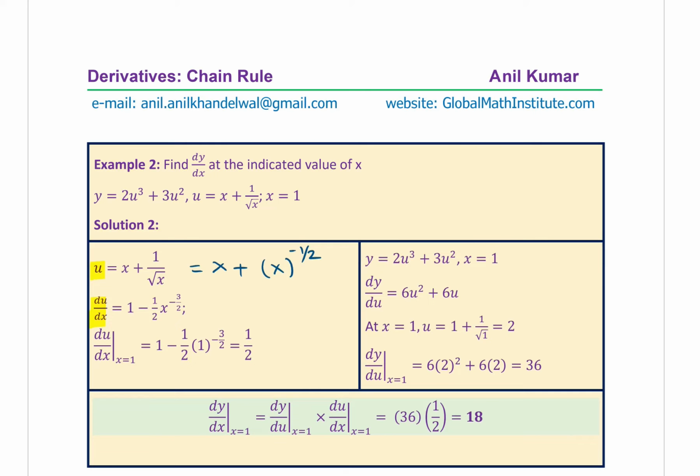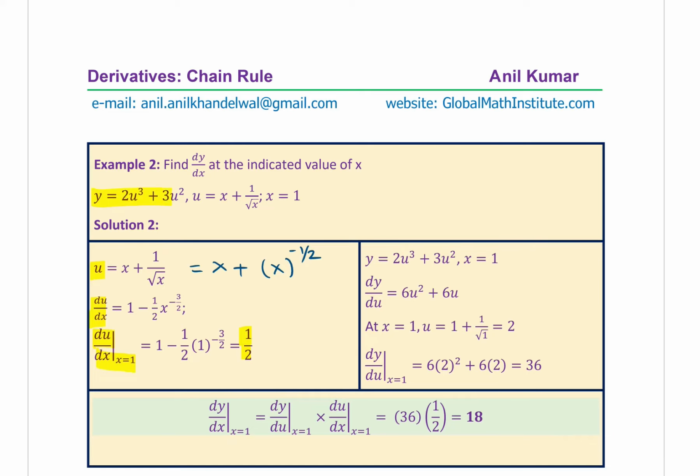We get minus half x to the power of minus half minus 1, which is minus 3 by 2. Now, since we need to find the derivative of this particular function at x equals 1, right, substitute 1 for x and get your result. That is du dx at x equals 1.